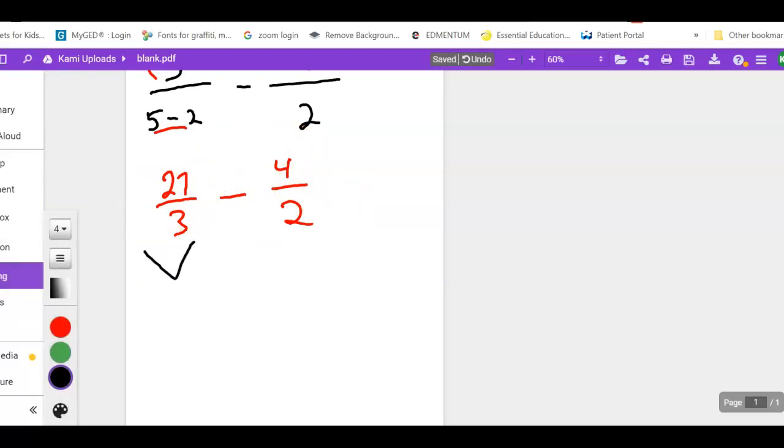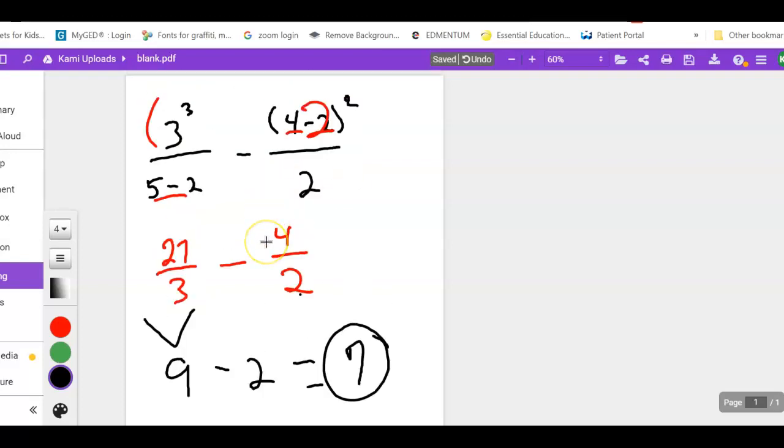Do this division. 27 divided by 3. How many times is 3 going to fit into 27? 9. Bring down my minus. How many times will 2 fit into 4? 2. So simply, I just have 9 minus 2. With my 9 minus 2, guess what? Answer 7. So hopefully you're picking up on a pattern of those.